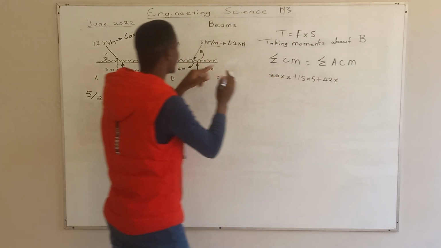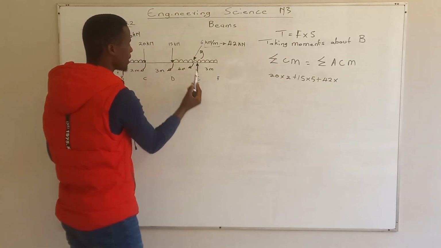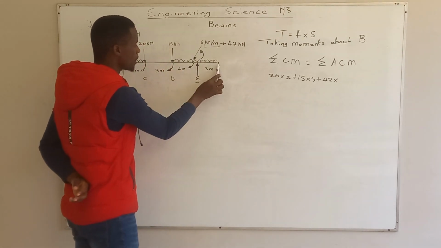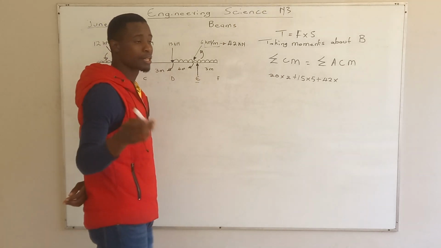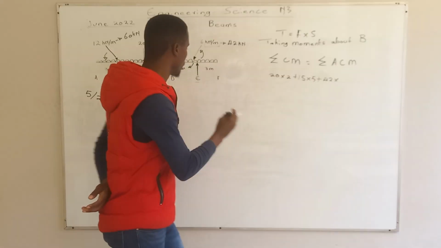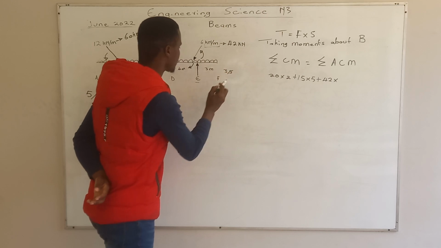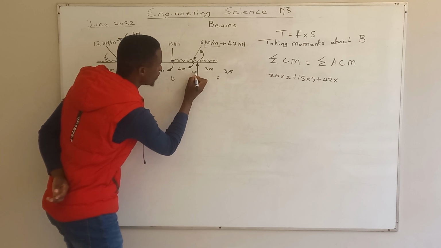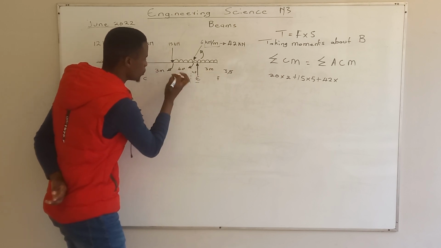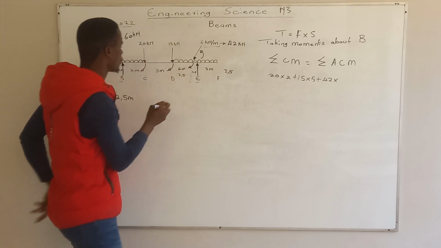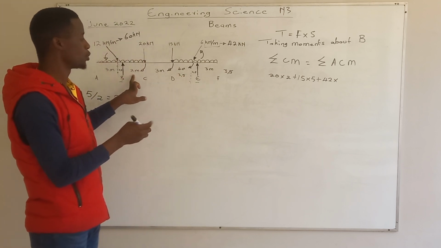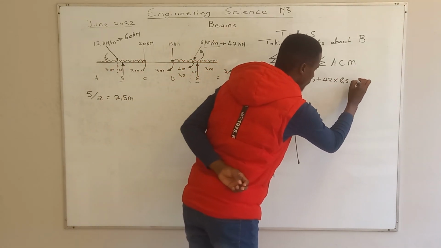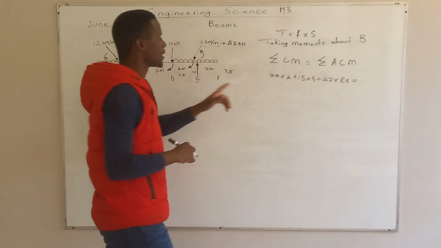42 multiplied by the distance from 42. Remember, I said that this thing acts straight at the center. So we need to know the center of this UDL. This is 7. 4 plus 3 is 7. 7 divided by 2 is going to give us 3.5 meters. So it means this thing will be acting somewhere here also. Here is 0.5 for this side, and then from here to this side is 3.5. So we're going to say 3.5 plus 3 plus 2, which is equal to 8.5.